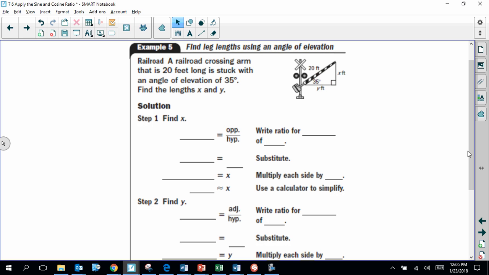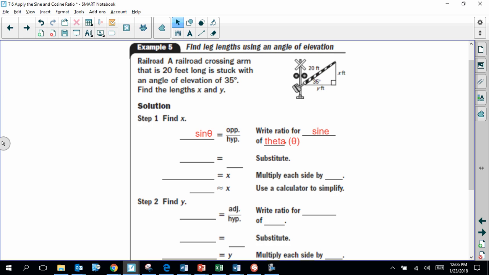So we want to find the value of how high is the top of that railroad crossing sign from the horizontal at where Y is. So let's take a look and see how we're going to do this. So find X. So X, based off of the angle that we're looking at, is the opposite side of the angle. And the 20 feet would represent the hypotenuse.